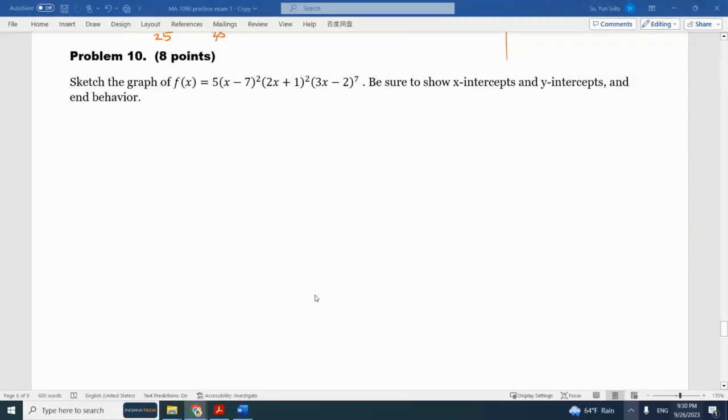So problem 10. Sketch the graph and be sure you show x-intercepts and y-intercepts and the end behavior. This is like your quiz, right? So you start with set each factor equal to 0. So x minus 7 is 0, 2x plus 1 is 0, 3x minus 2 is 0. And you solve for x.